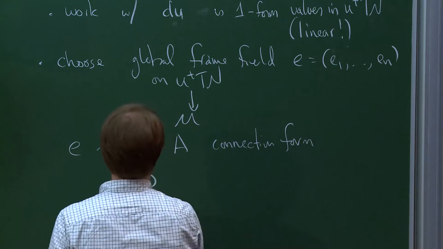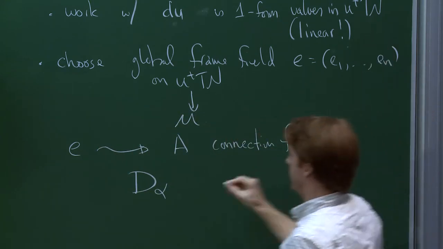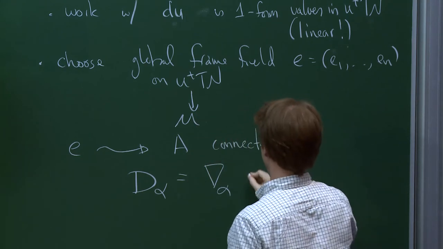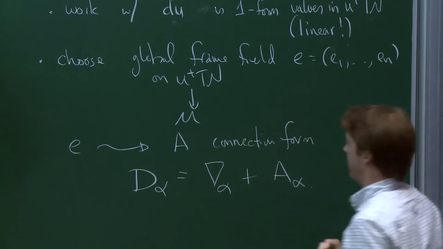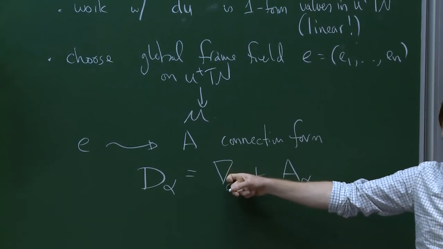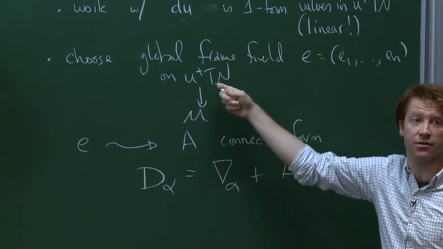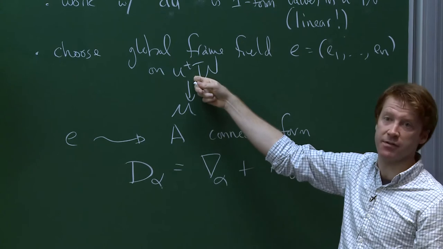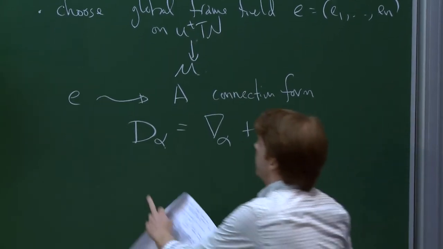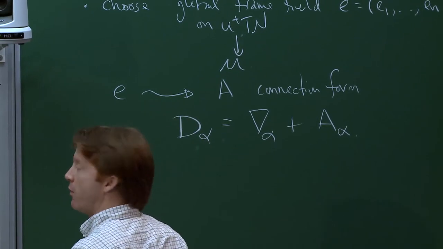So in particular, the covariant derivative on U star Tn can be expressed in terms of this connection one form A as follows. A alpha, where here this is the Levi-Civita connection on the base manifold M. So this extends naturally to tensors, tensors taking values in this bundle. And so this again appears in the formulation of the wave map problem.